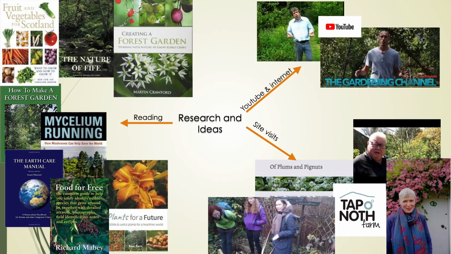Ken Fern, and Food for Free, because also what we didn't want to do is invest a lot of time and money putting plants on our site that probably exist down the road that we can harvest from. Particularly brambles. There's no point putting prickly brambles on your site when there's so many of them next door. And Mycelium Running just to get a better understanding of what's happening under the soil.